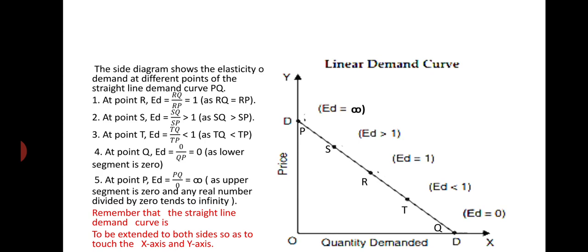Let us discuss. At point R, R is the midpoint. Elasticity of demand is RQ by RP, the lower segment from R divided by the upper segment from R.